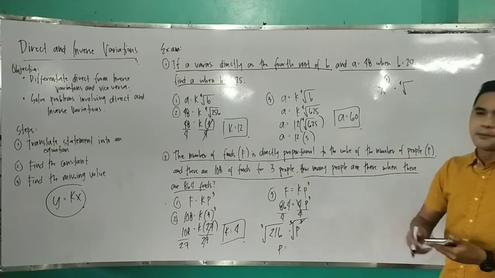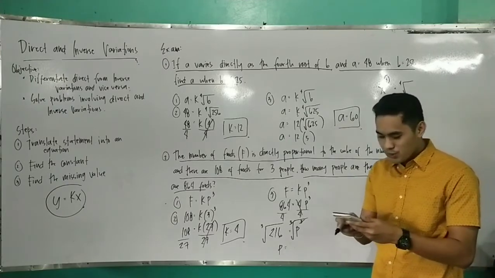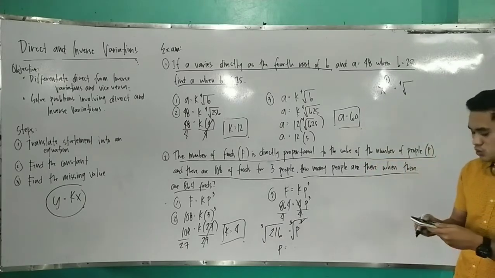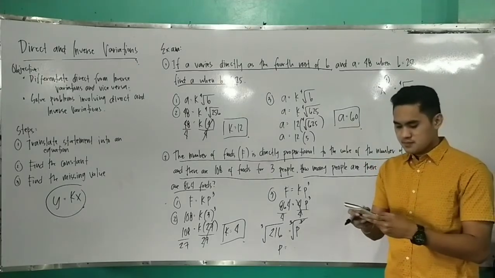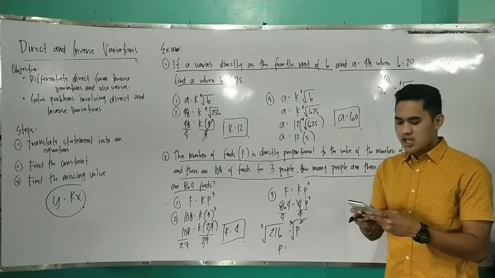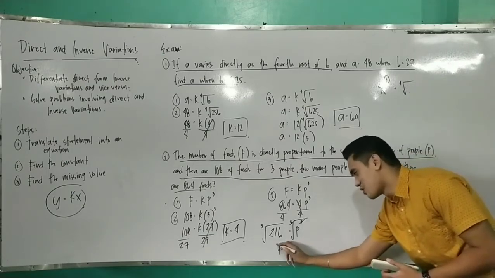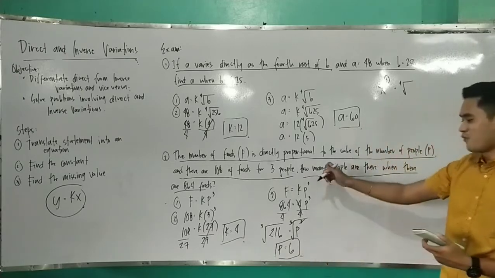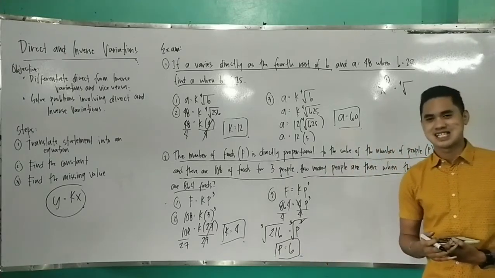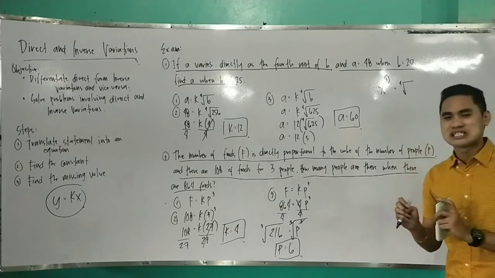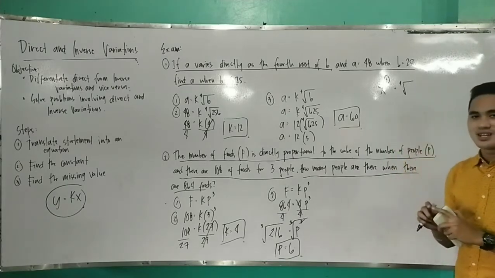Ayan. Ngayon, ano ngayon yung cube root ng 216? Okay, so the cube root of 216 is equal to 6. So, ibig sabihin, the number of people are 6. Ayan. So, bali dito, ito na yung sa direct natin. So, ang next natin is yung inverse.